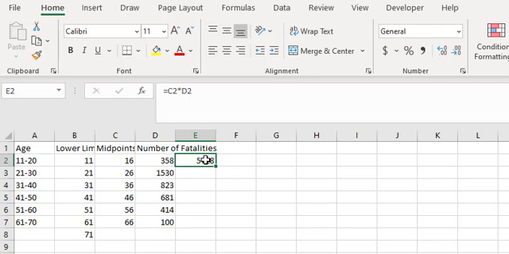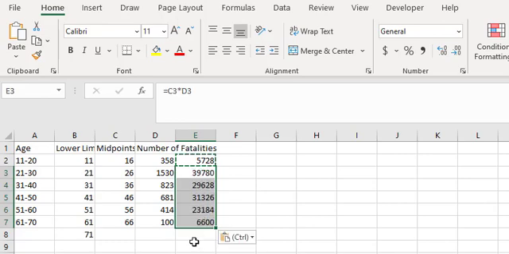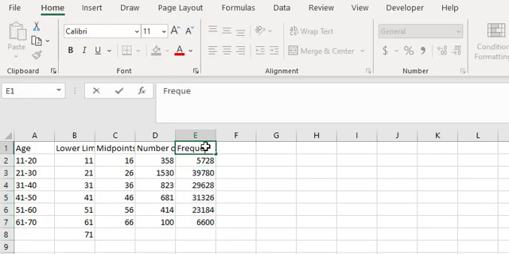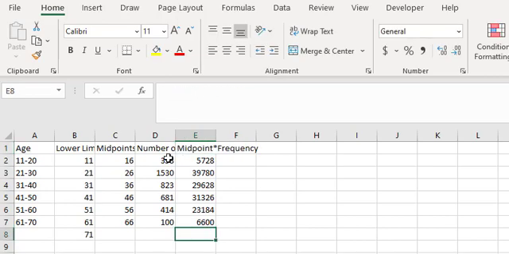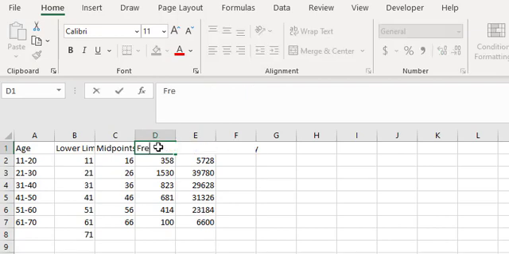Now I'm going to copy the formula. So place the cursor there, then Control C, then highlight this and Control V. So now I have the frequency times the midpoint. So this column is frequency times the midpoint, or midpoint times frequency. Let me write midpoint times frequency. So this column is actually number of fatalities, that is actually the frequency. So I'm going to change that column to frequency so that it will be easier.